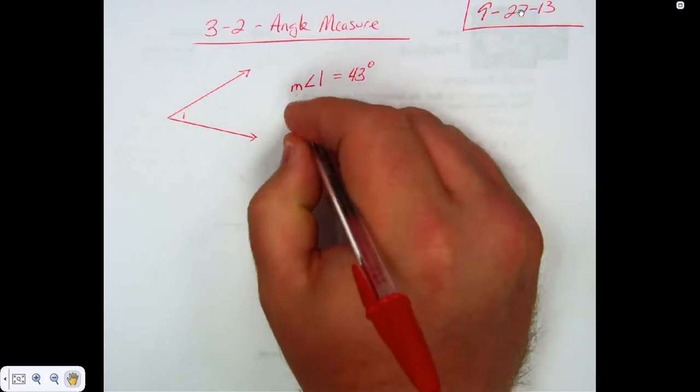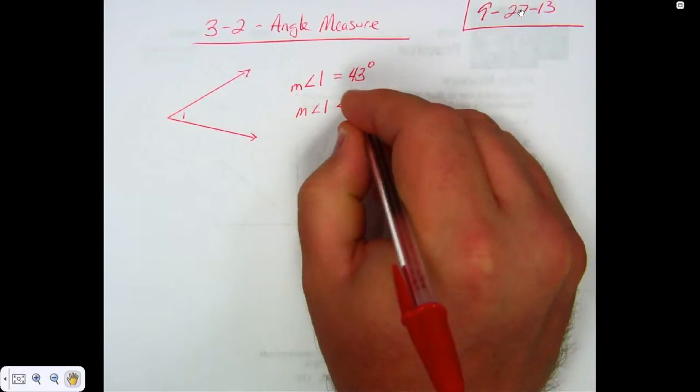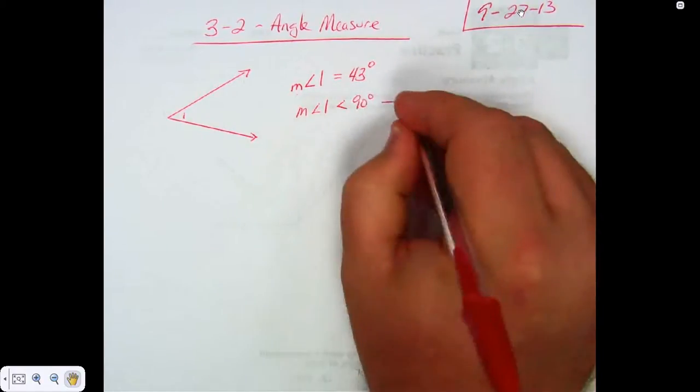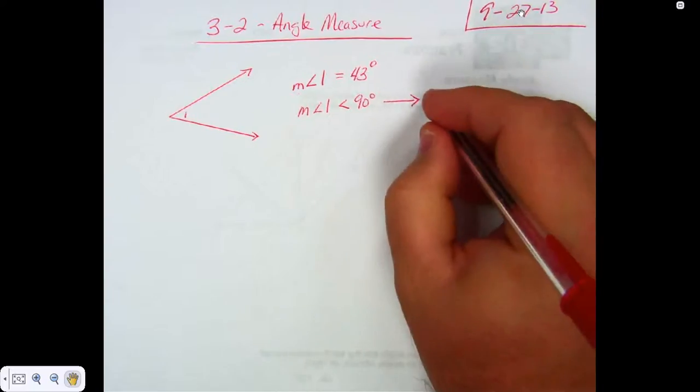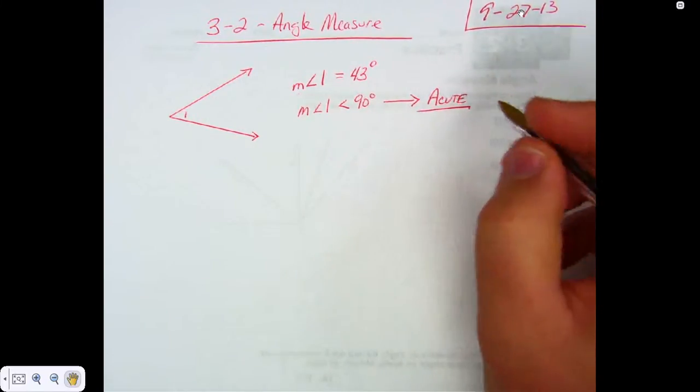Since the measure of angle 1 is less than 90 degrees, this is a what type of angle? Acute. You guys have heard this. This is an acute angle.